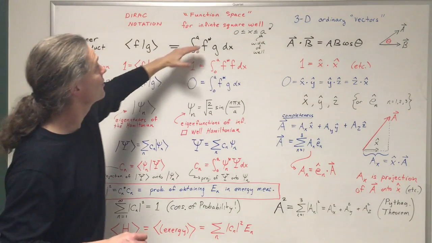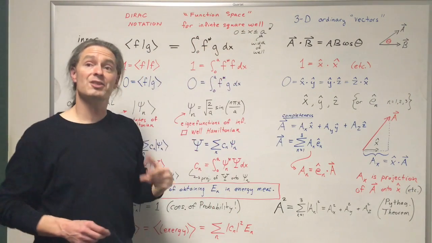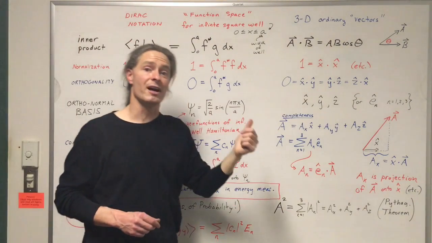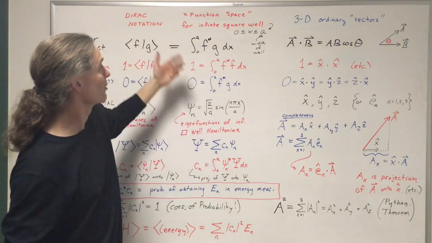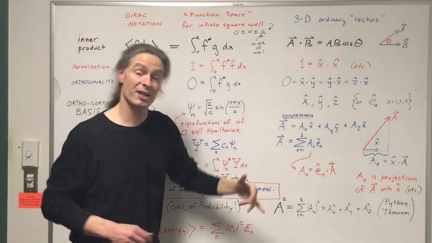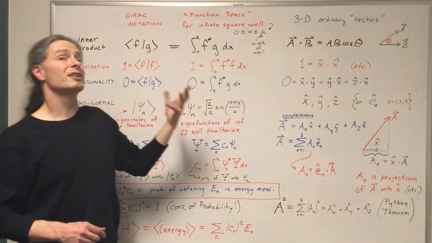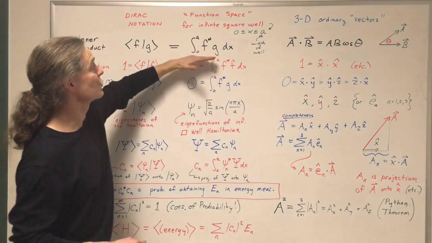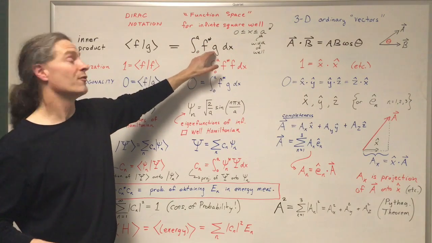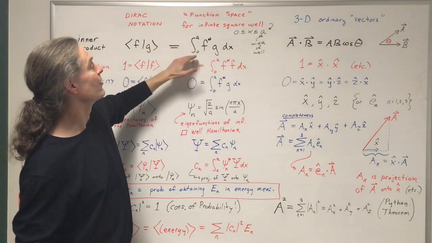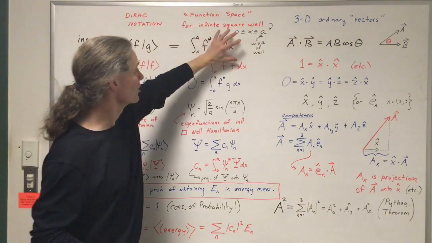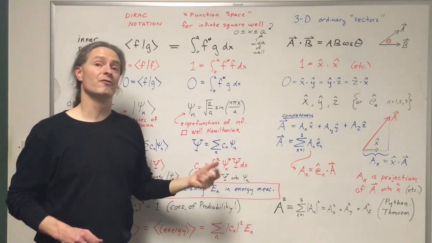The inner product in our infinite square well function space, it turns out, can be constructed as follows. Let's say we have function f and function g, and these are in our infinite square well function space defined from x equals 0 to x equals a. We can construct the inner product of those two functions as follows. Take the complex conjugate of function f, multiply by function g, and integrate from x equals 0 to x equals a. All right, so this is an inner product in our infinite square well function space.